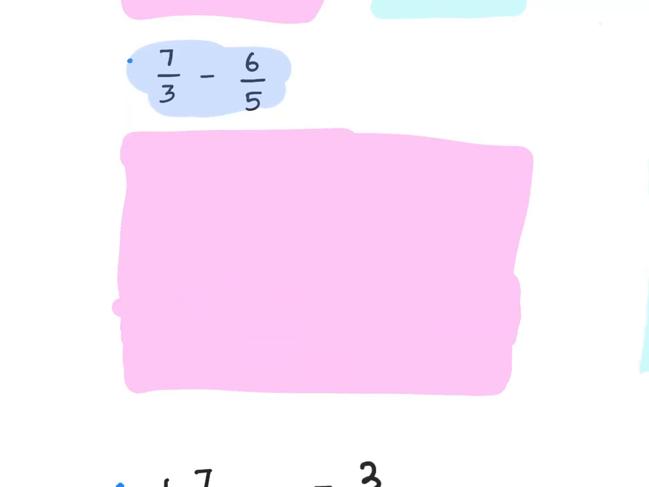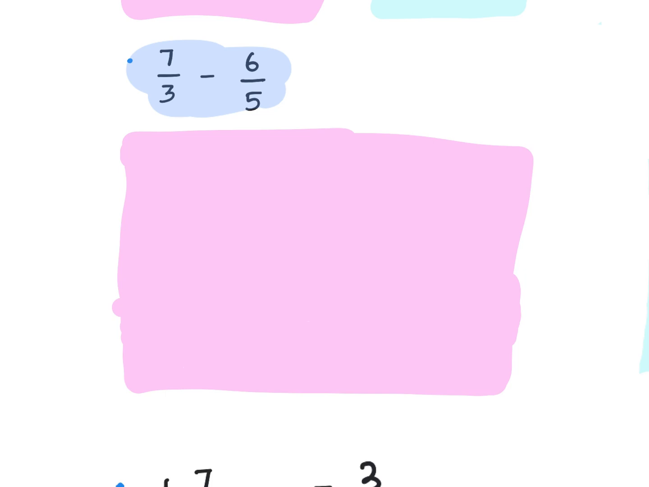The next example, 7 by 3 minus 6 by 5. Here what is the difference? We have different denominators. In the previous video we already explained how to do this type of problem in addition of fractions as well as mixed fractions. I hope everyone understood that. We will do it the same way here.